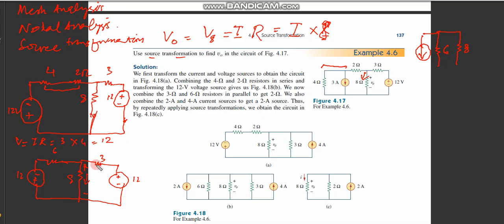Now from here, if you see, I have a voltage source connected in series with the resistor, so I can make this in parallel, and then I can make this source a current source again. So basically, I applied two transformations, one over here and one over here. This is from one transformation and this is from the other transformation.